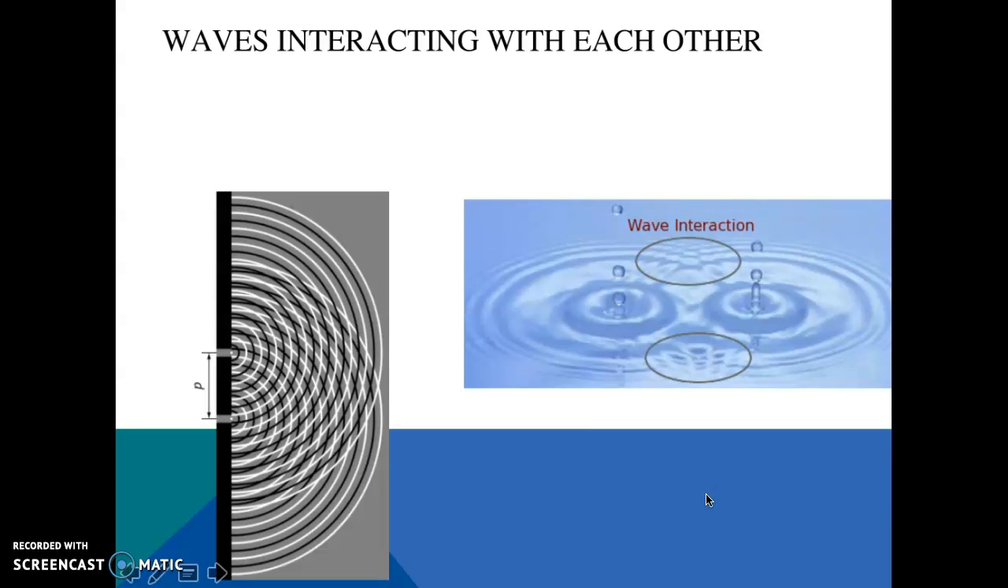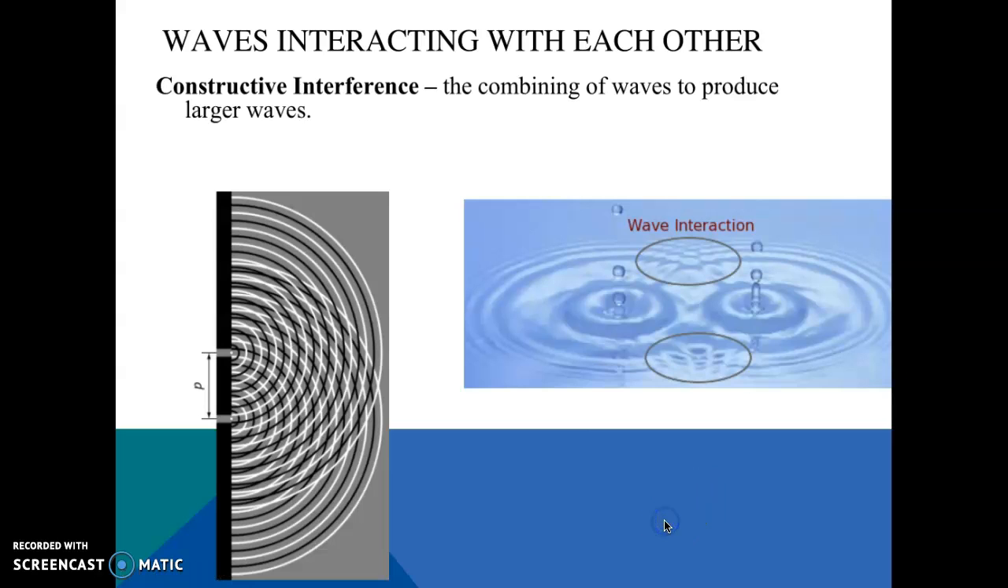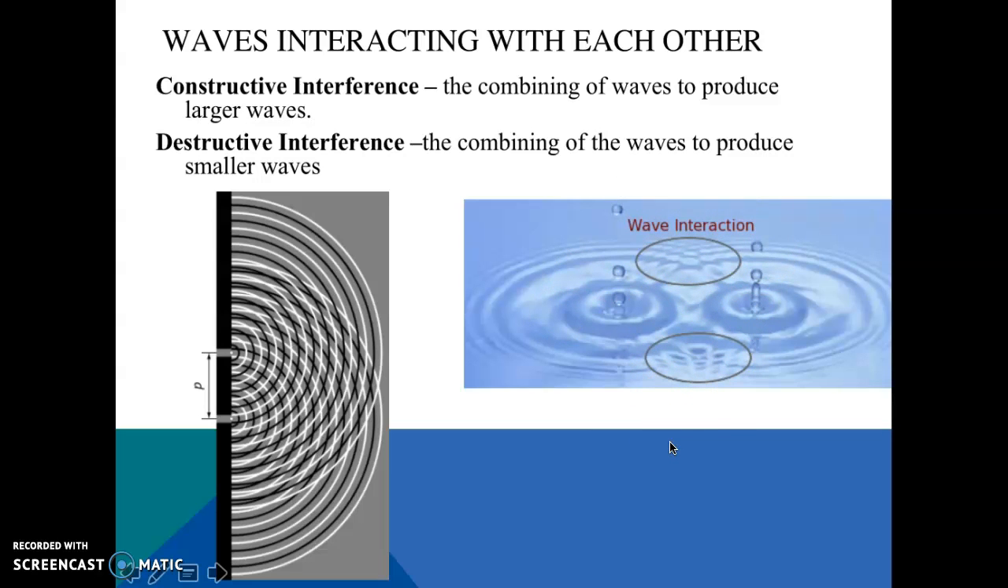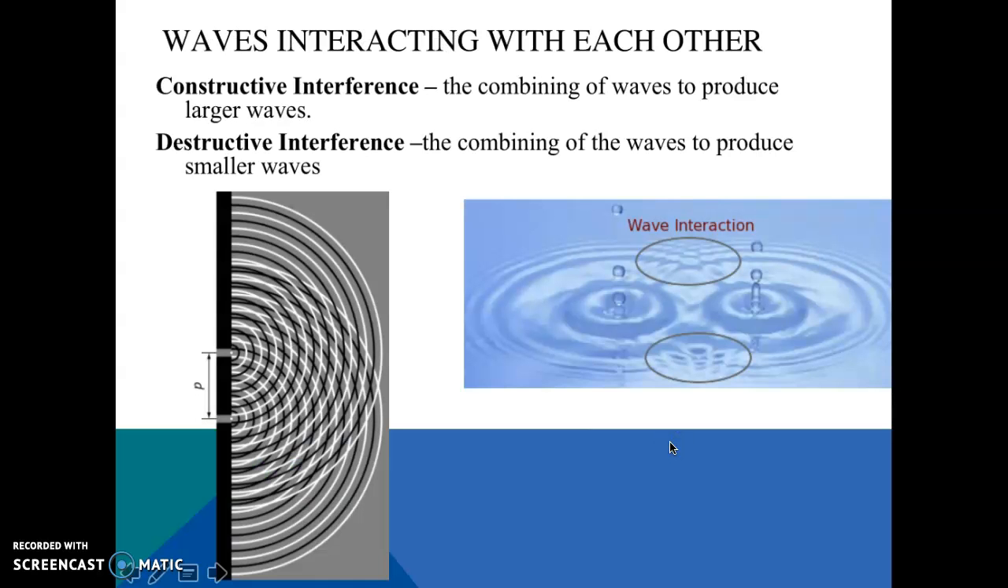And then here are just some more examples of waves interacting with each other. Constructive, again, we said the combining, so we see here the construction, and then here's the destruction, or destructive interference. And you will look at more examples during your virtual asynchronous day. If you're not taking iStep, we'll look at even more examples of this, and you'll create your own.